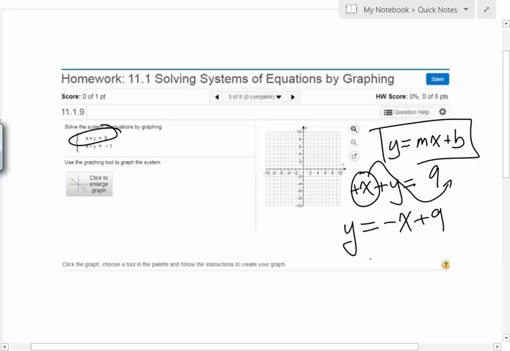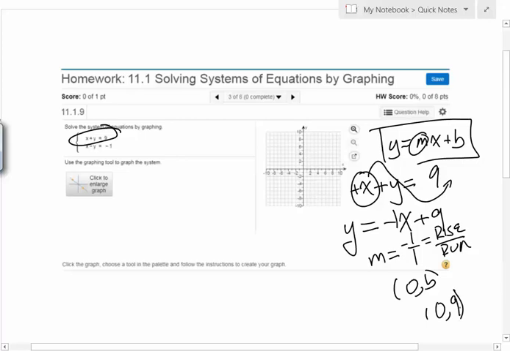All I'm going to do now is a little stare and compare. Remember, my m is the number that's in front of the x. Well, the number in front of the x right now is a negative 1. I'm going to think about it as a fraction, because we want to think about the rise over the run. So a negative 1 over a positive 1. And then my y-intercept, 0 and b, will in this case be the point (0, 9), right?